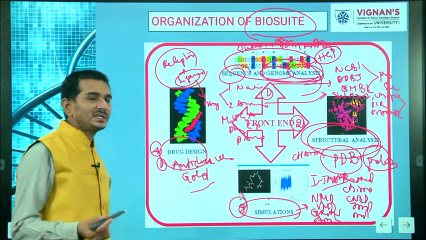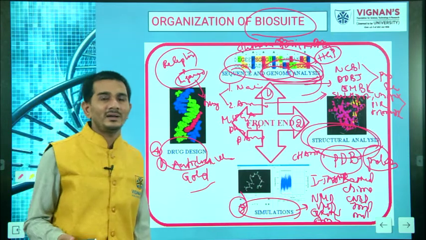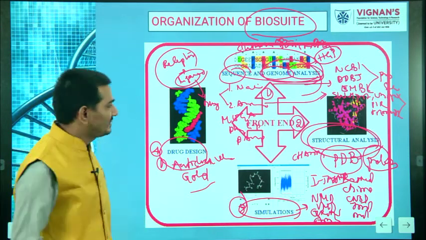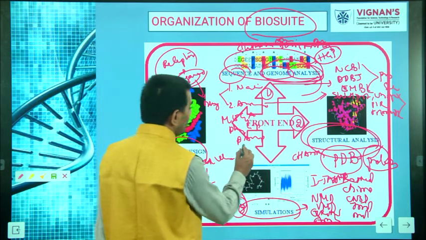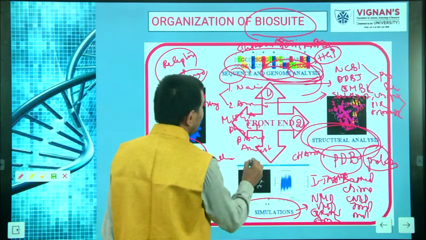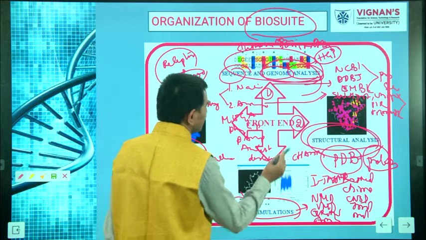A phylogenetic tree is defined as a pictorial or diagrammatic representation which deals with the relationship between the ancestors and the descendants.